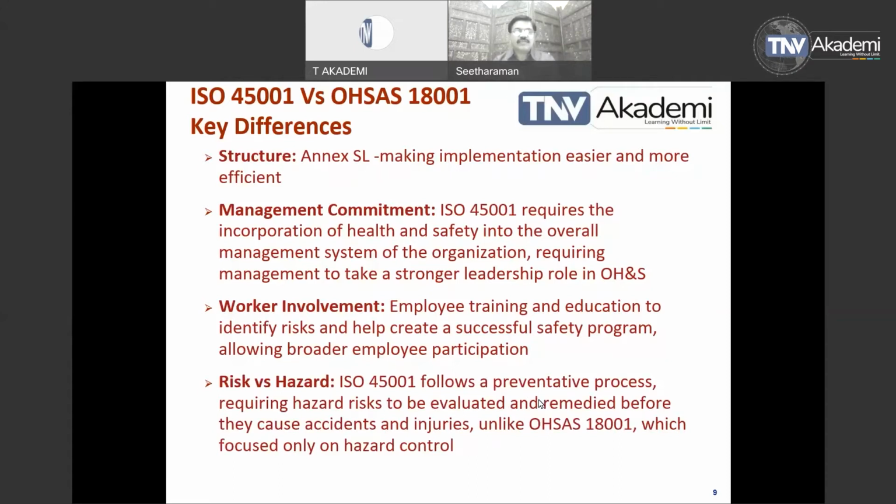Then the final one is risk versus hazard. ISO 45001 follows a preventative process requiring hazards and risks to be evaluated and remedied. Remedied means controlled before they cause accidents and injuries. Whereas OHSAS 18001 was focusing only on hazard control. Hazard control is not going to eliminate the risk. So we have to focus on the risk coming out of the hazard.